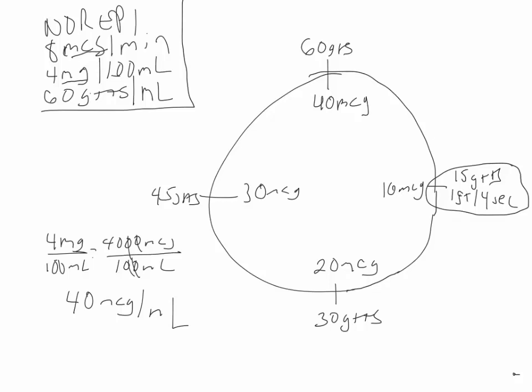And our therapeutic range for norepinephrine is 8 to 12. Well, 10 is 15 drops. 8 is going to be slightly less than that. And so we look over here, we know that 8 micrograms is slightly less than 15 drops per minute. So our range is going to be over here.